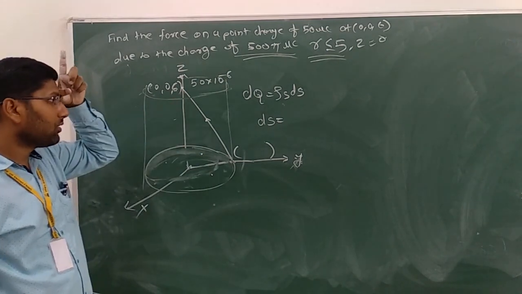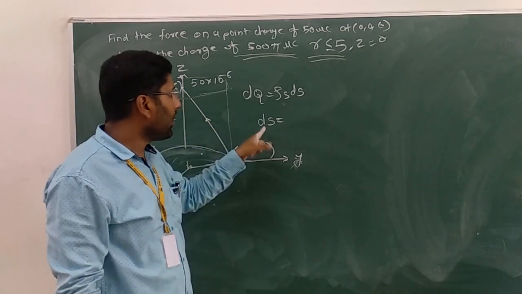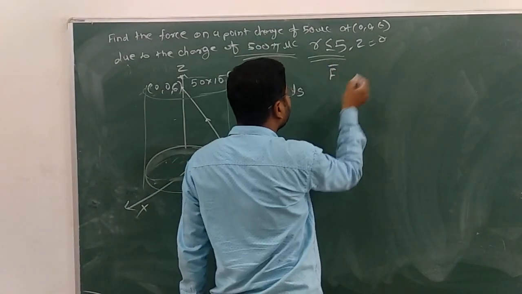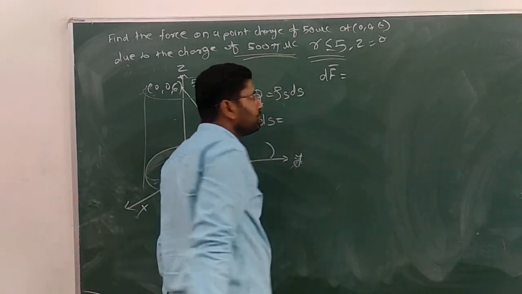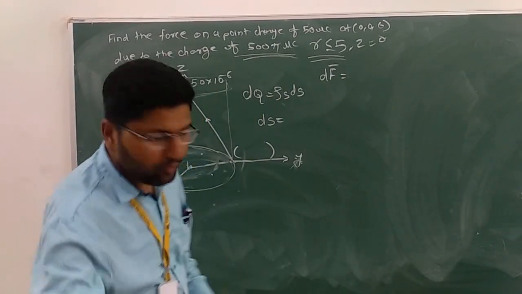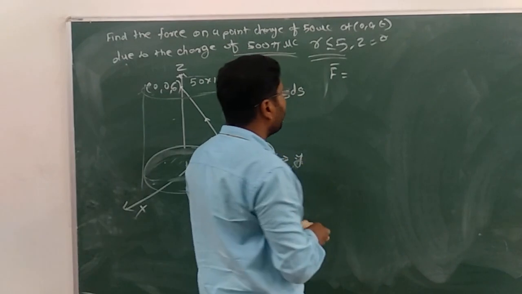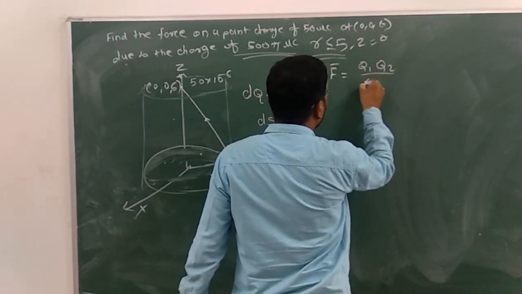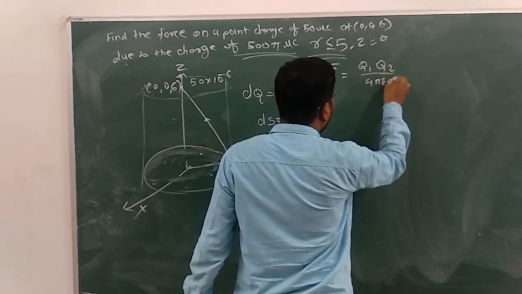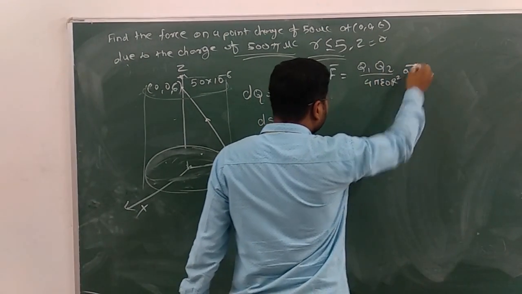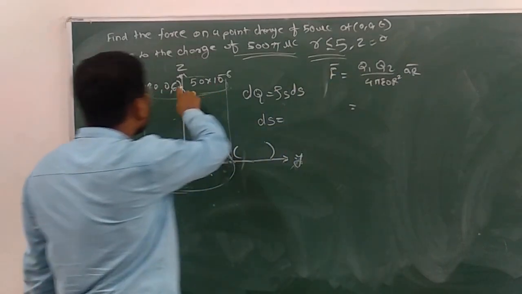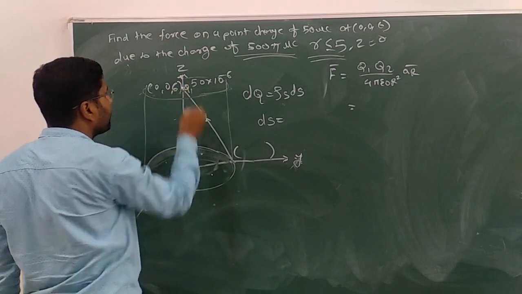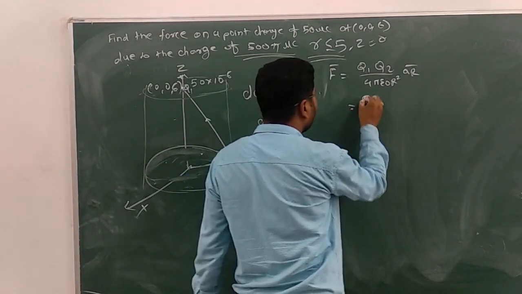So first of all, instead of dq, I will require ds. First of all, I will use df bar, Coulomb's law. What was Coulomb's law? I will tell you. F bar is equal to q1 q2 over 4 pi epsilon 0 r square, ar bar. Now here q1 is this point. Suppose I say this is your q1, so q1 remains as it is here.